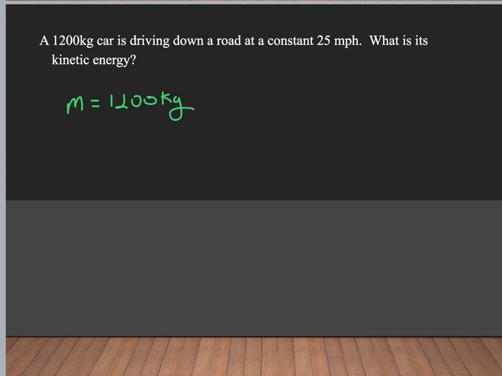And then the speed. Notice it says miles per hour. That is not our standard units. We have to make sure everything is in kilograms, meters, and seconds.